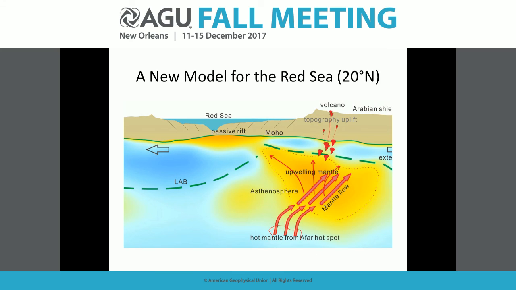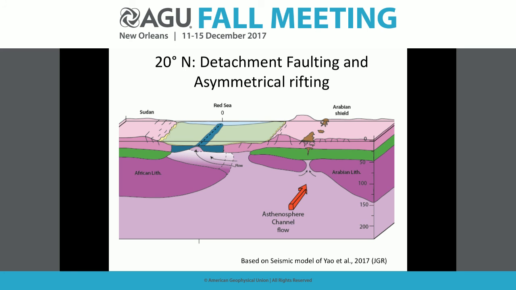So our model for the Red Sea at 20 degrees north is that there's mantle flow, asthenospheric flow from the south. It's passing through a break in the lithosphere. The Zagros is pulling Arabia away from Sudan and Africa. And the Red Sea spreading center is being fed laterally. It's not vertical upwelling. It's absolutely astonishing.